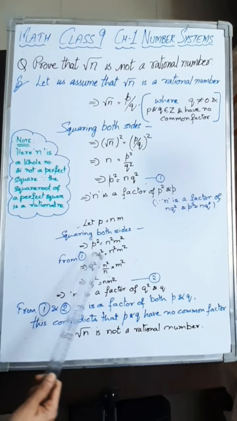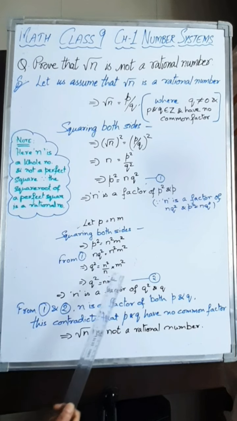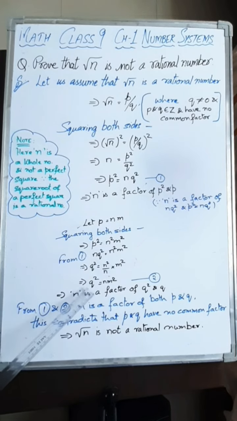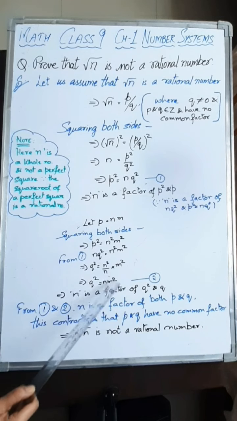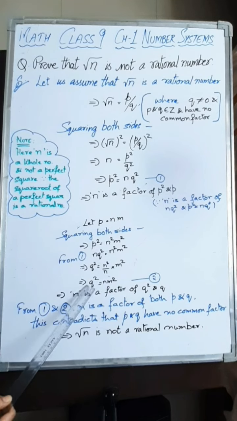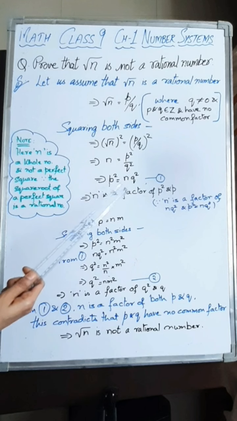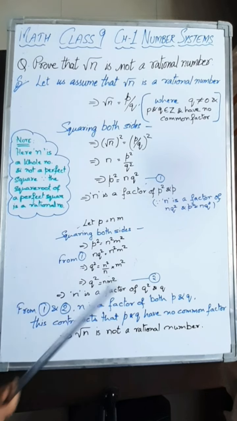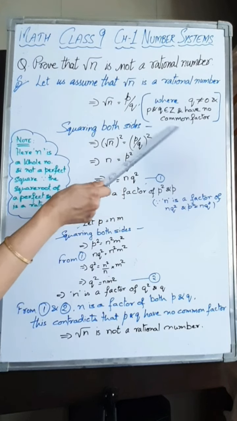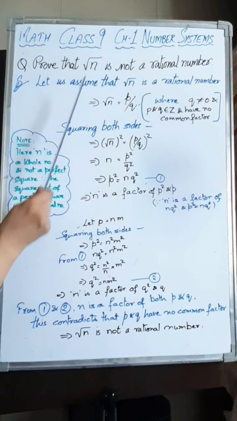We will substitute that here, and after some cancellation and readjustment, we find q square is equal to n m square here. That means n is also a factor of q square. Here we get to understand that n is also a factor of q and n is also a factor of p. But this contradicts our statement that p and q have no common factor. That means root n is not a rational number.